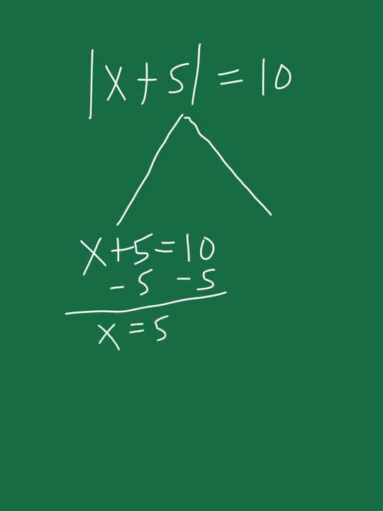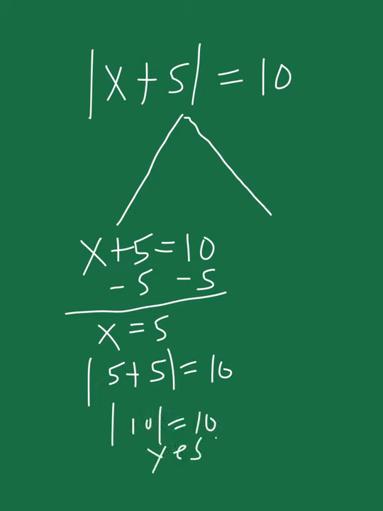Let's see if that works. Does the absolute value of 5 plus 5 equal 10? Does the absolute value of 10 equal 10? The answer is yes. Second case, write down the left-hand side without the absolute value. The right-hand side gets changed to the opposite, so the 10 becomes negative 10.